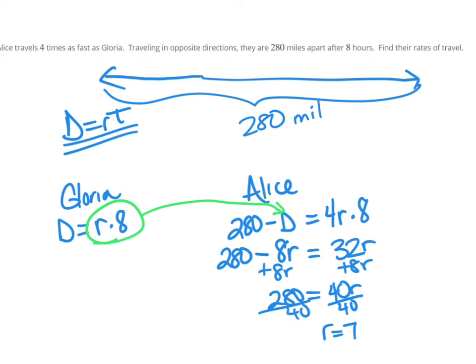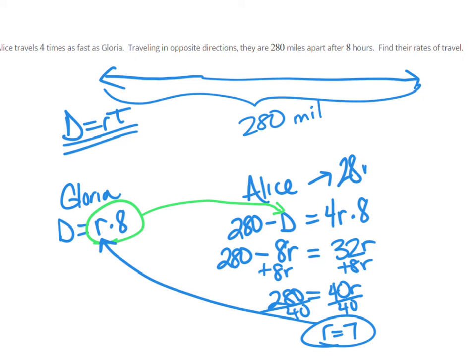And that would have been Gloria's rate. And then Alice, remember, went 4 times as fast. So 4 times 7 would be 28. So Alice was 28 miles per hour. I'm guessing they're not driving. I don't know what this is. Bike rides, maybe? I don't know.